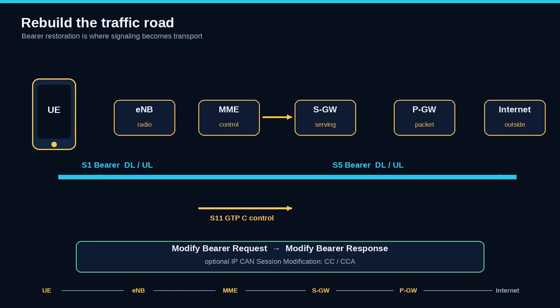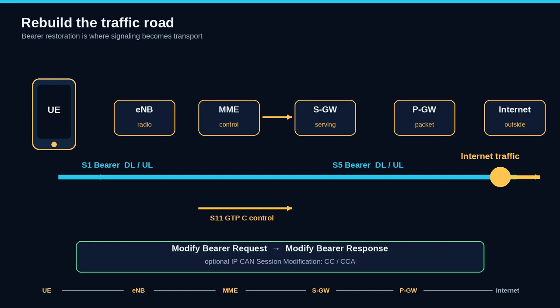First, the UE asks, then the network identifies and protects the request. Then the ENB builds the access lane. Finally, the gateways align the core tunnel with that lane. Watch the packet cross the finished road. UE to ENB, across S1 to SGW, across S5 to PGW, and out toward the internet.